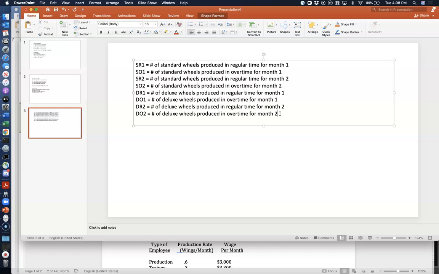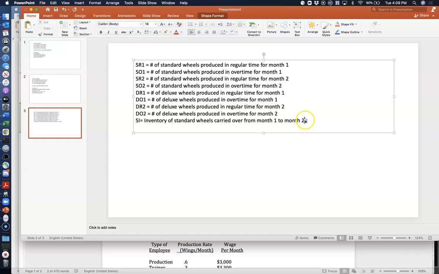Okay. Now, apart from this, there are also going to be some technical decision variables, some inventory balance decision variables, right? So I'm going to have two decision variables. I'm going to call it SI, which is the inventory of standard wheels. You can make extra standard wheels in the first month, more than what is required, and then carry them over as inventory to the second month. Why? Because it's cheaper to make in regular time. So maybe you can make more in regular time and then sell it in the second month. So SI is inventory of standard wheels carried over from month 1 to month 2.